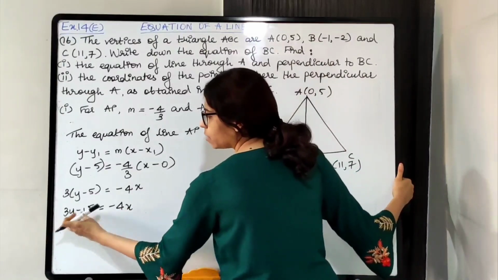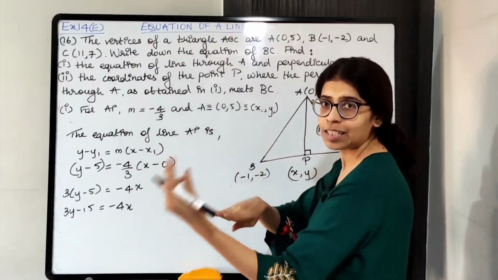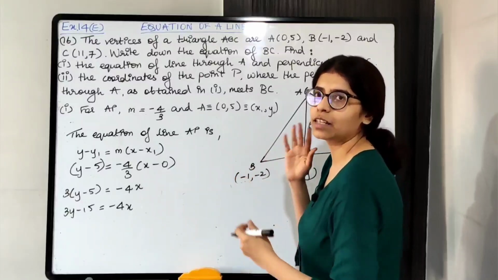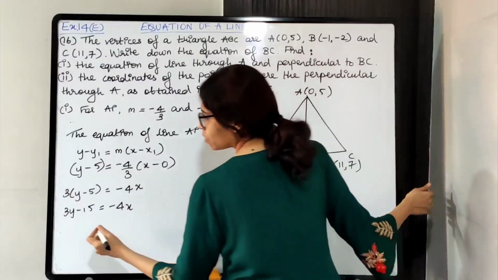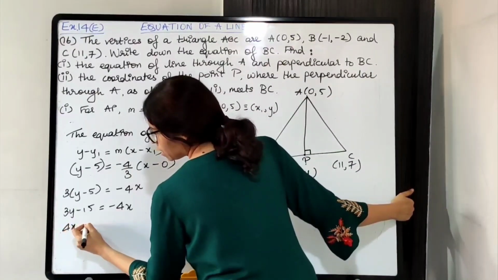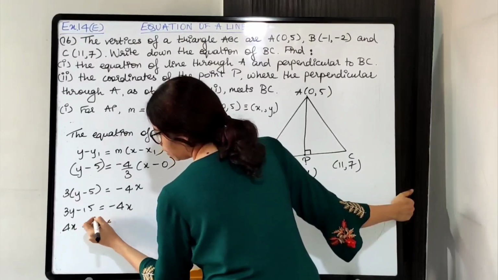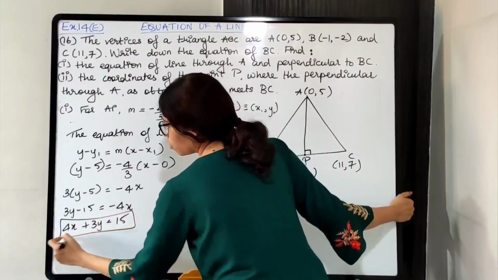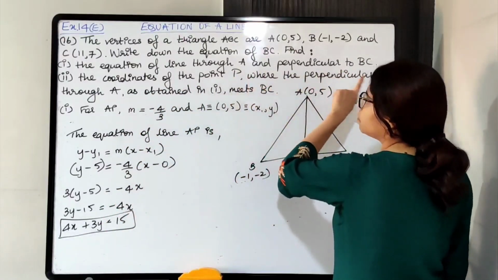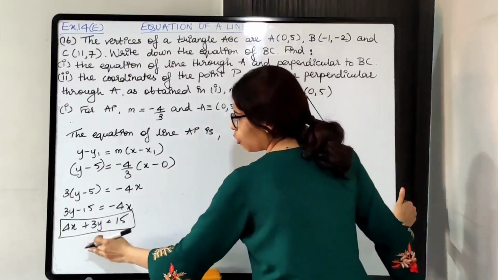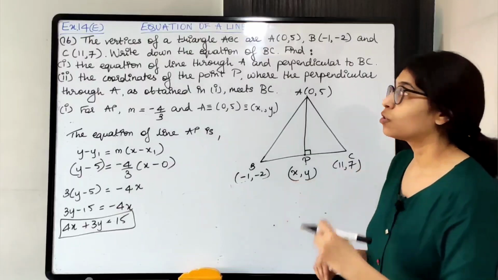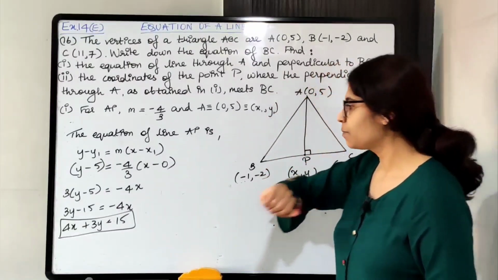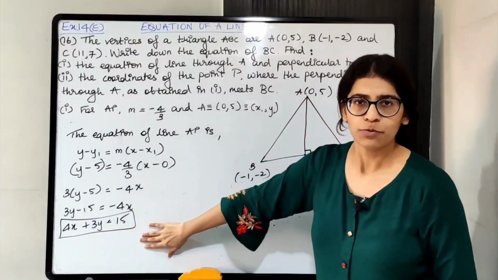Shift 4x over here and 15 over here. X and y in the LHS and number in the RHS. Linear equation form में रखना है. So 4x plus 3y and 15. Okay. This is the equation of the line through A and perpendicular to BC. So box कर दो, write down the statement. The equation of line through A and perpendicular to BC is 4x plus 3y equals 15.